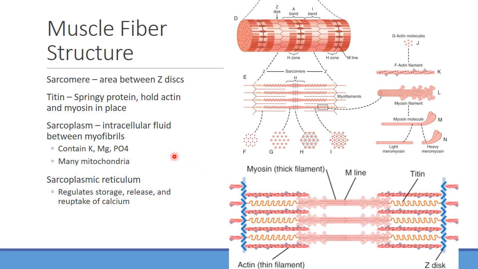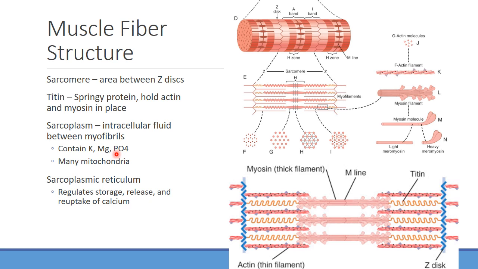Okay. Looking at the sarcoplasm itself, so instead of having cytoplasm like in a normal cell, we'll have sarcoplasm. You're going to find this is the fluid between the myofibrils, and this is going to contain high amounts of things like potassium, magnesium, and phosphates can be really important here. Why do you think phosphate is going to be really important to have there?